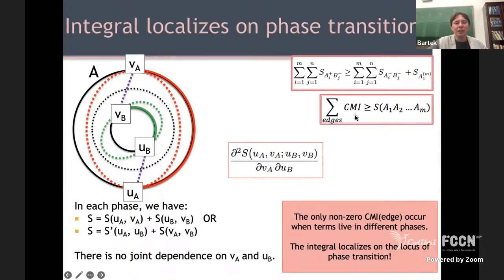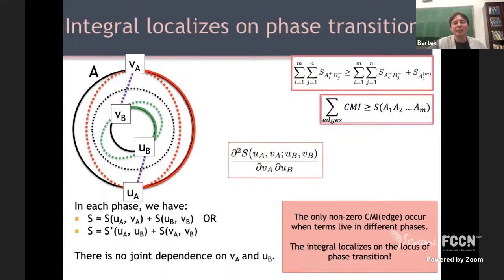And so these conditional mutual informations that I am adding up when I evaluate this quantity are actually all vanishing in every phase, because none of these combinations of geodesics has any joint dependence of vA and uB, regardless of which phase I'm in. So are all of these conditional mutual informations zero? Is this inequality even right?